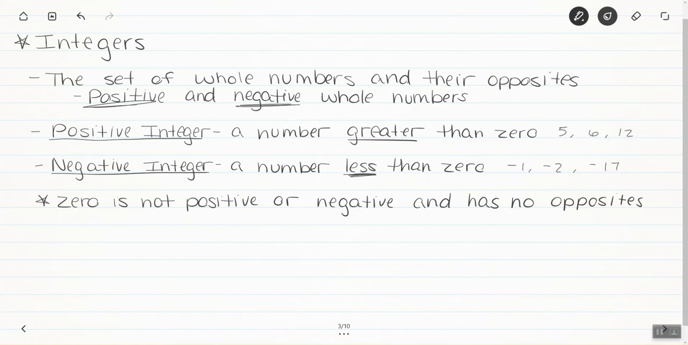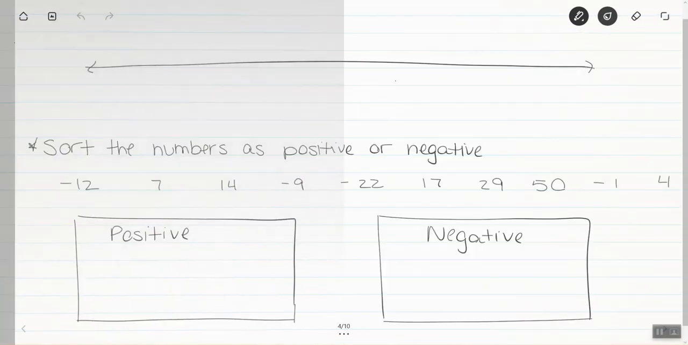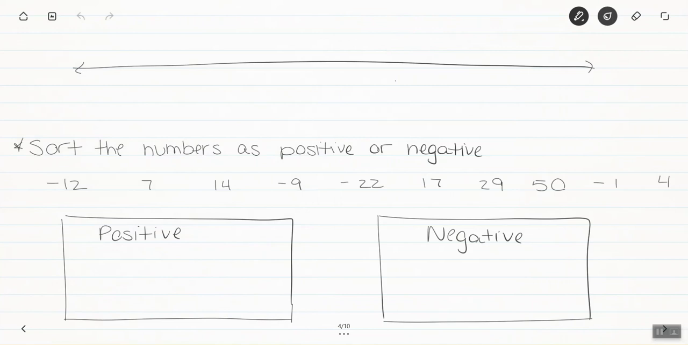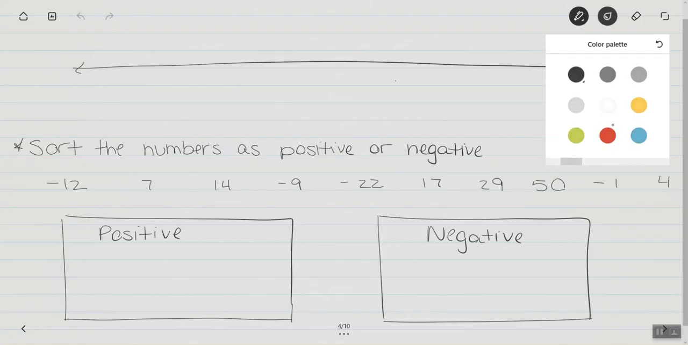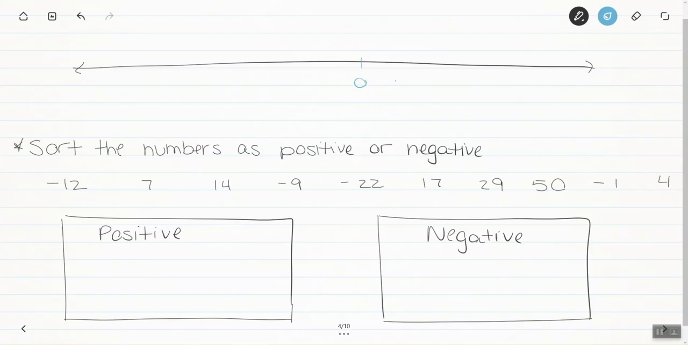Just a special note to yourself, 0 is not positive or negative, and it has no opposites. So 0 is just 0 when we look at the number line on the next page. You'll see it falls right in the middle of our number line. So draw yourself a quick little number line across your page, right underneath your notes. And we're going to fill in this number line. So 0 is always going to be right in the middle.